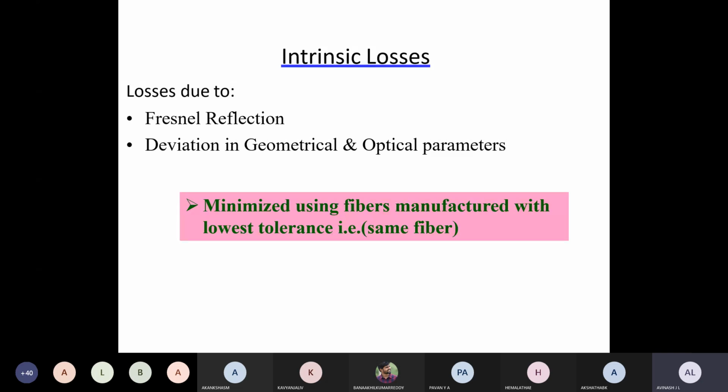To avoid these losses, they can be minimized using fibers manufactured with lowest tolerance. Lowest tolerance means there is no tolerance at all; that means exactly the requirement should be fulfilled. When you take care of all these things, you will get fewer losses. This can be minimized using fibers manufactured with lowest tolerance.